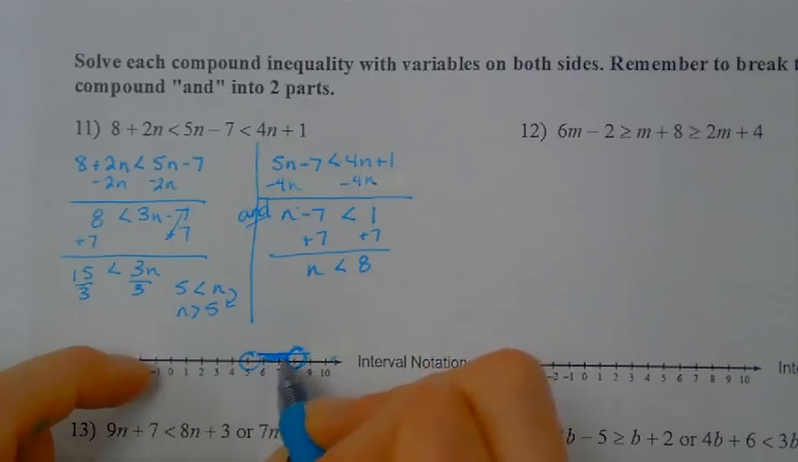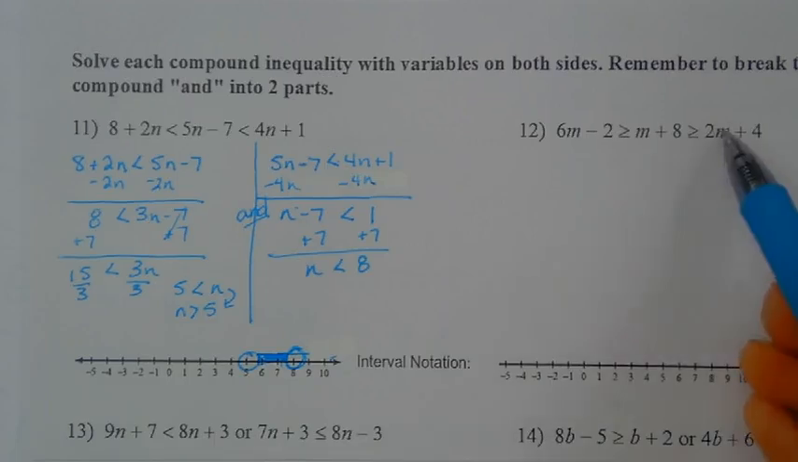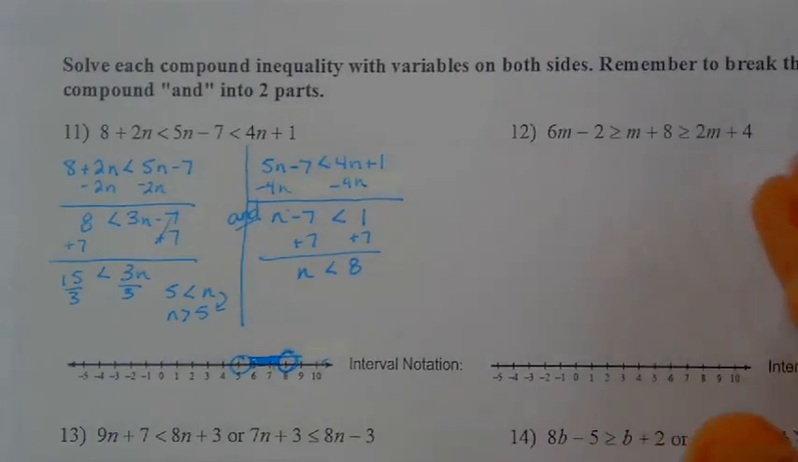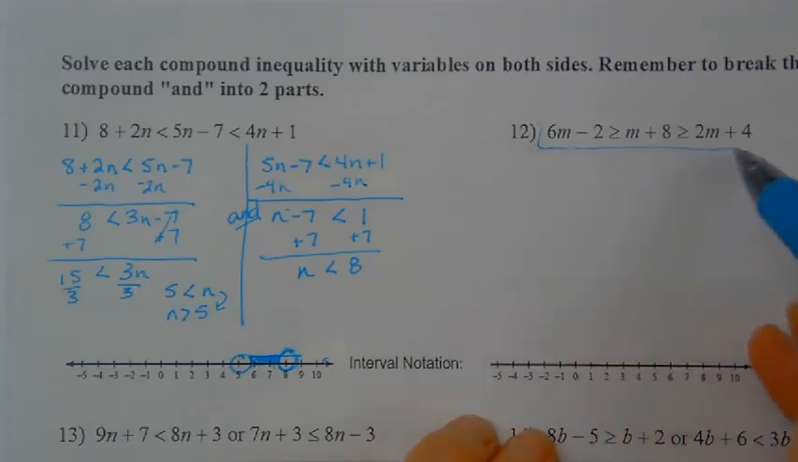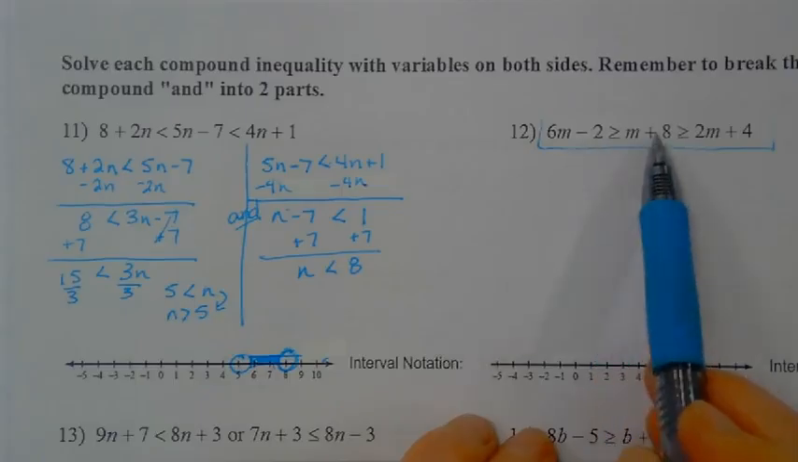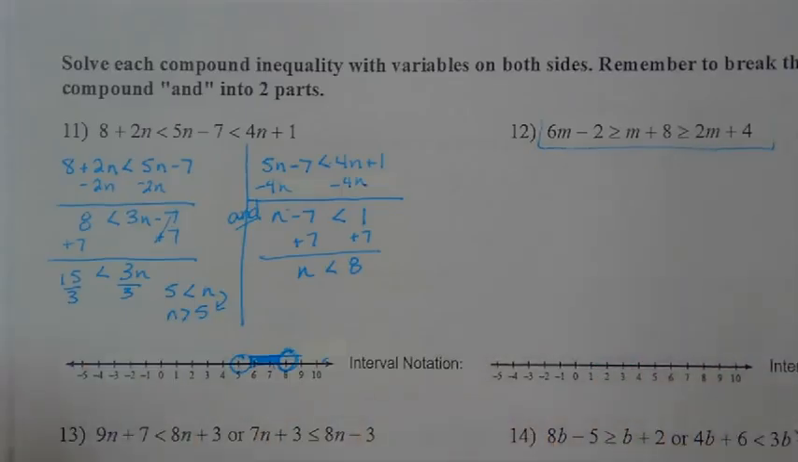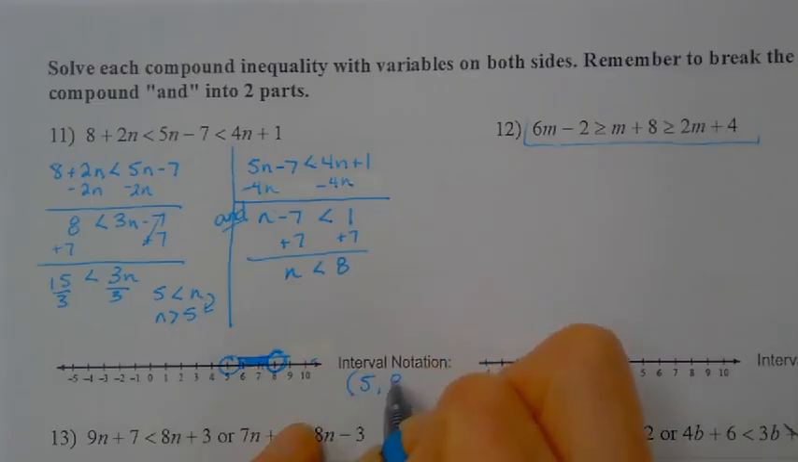Okay? And this one is very similar. You're going to do the same thing. You're going to separate it out, and you're going to get an and, because this is an and format. M plus 8 is less than or equal to 6m minus 2, and it's greater than or equal to 2m plus 4. So and let's do the interval notation. 5 and 8. The numbers are between 5 and 8, not including 5 or 8.